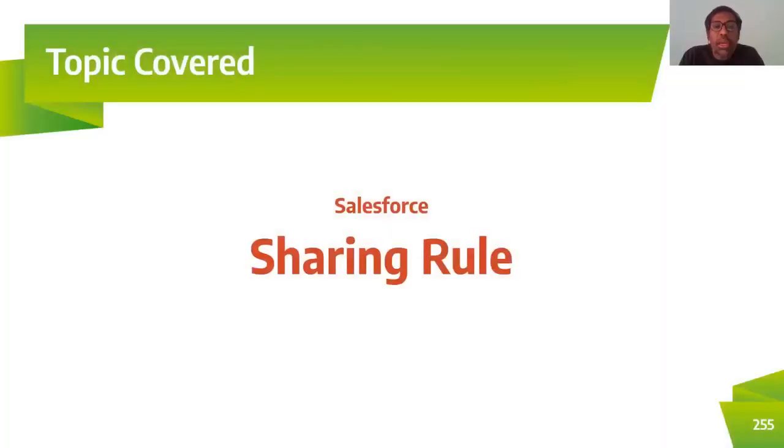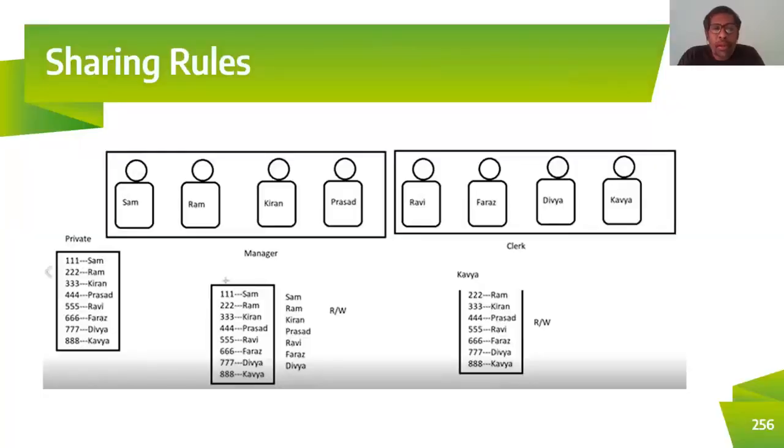Now let me get into sharing rules. What is a sharing rule? Now see here, we have Sam, Ram, Kiran, and Prasad. They are the managers. On the right hand side, we have Ravi, Paris, Divya, and Kavya, who are the clerks. Now we have all the data here.